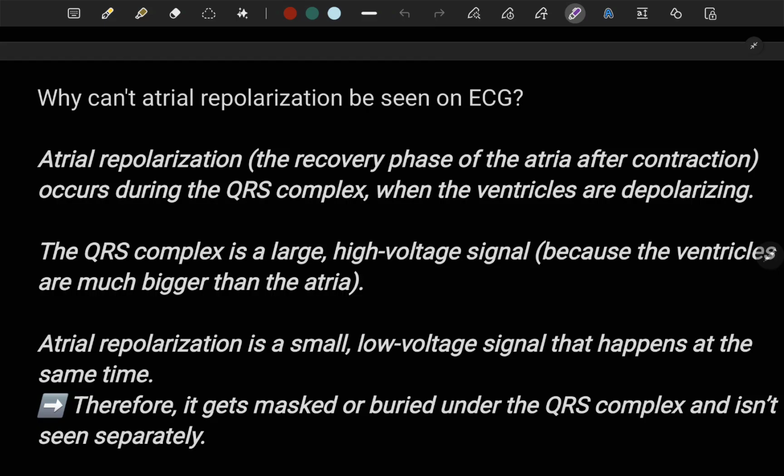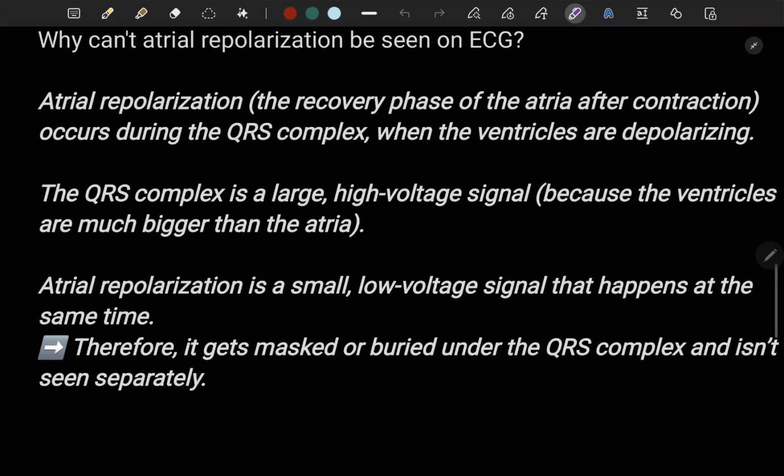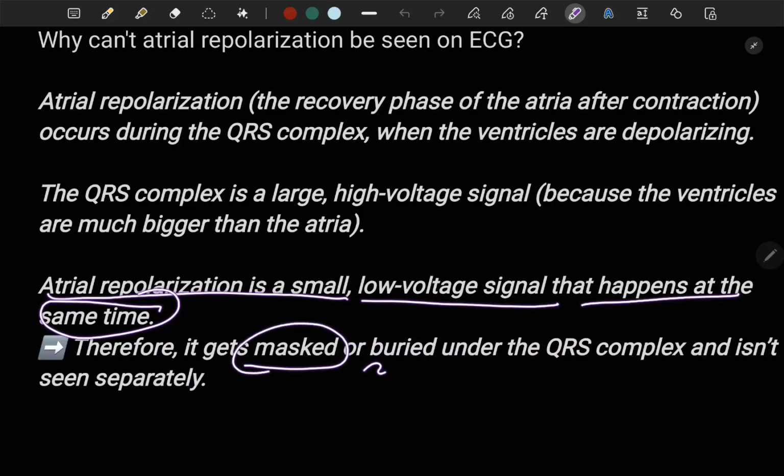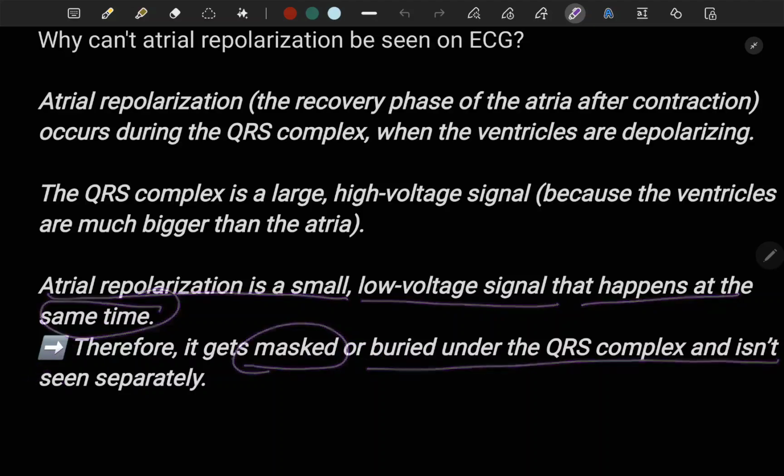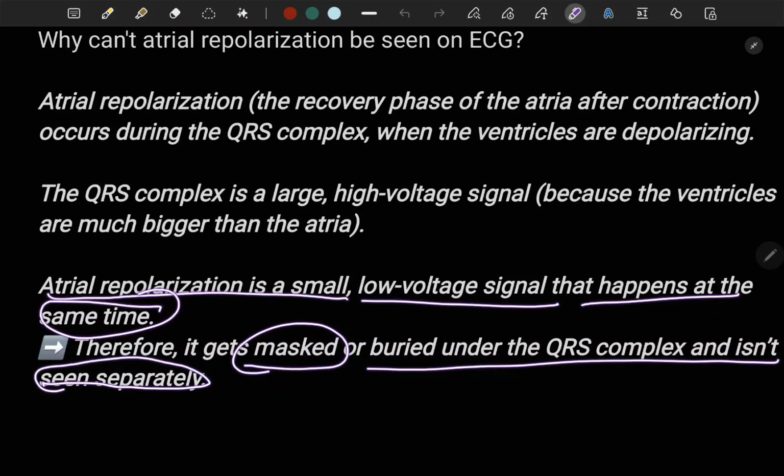So the ventricular depolarization and the ventricular repolarization can be seen on the ECG. The P wave, which is atrial depolarization, is already small in itself. So when the atria relax, it is there on the ECG, but you are unable to appreciate it because it's a small, low-voltage signal that happens at the same time. It gets masked or buried under the QRS complex, and it can't be seen separately.